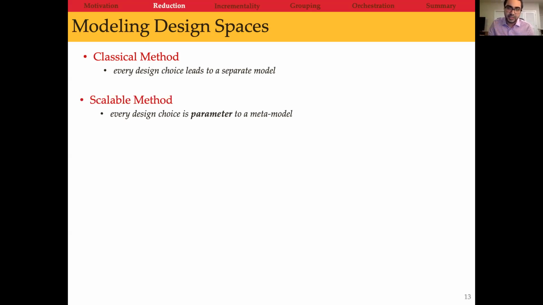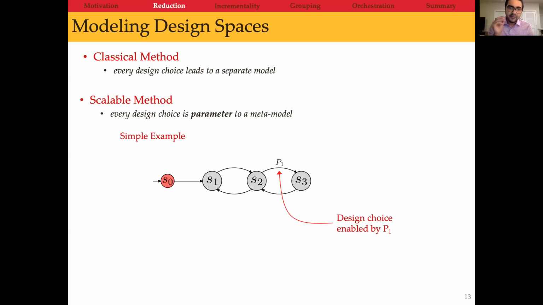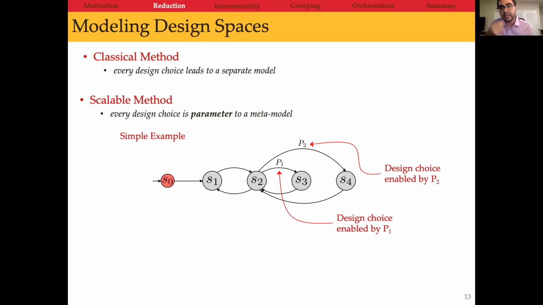So let me explain this with an example. Consider a simple transition system with 3 states, S0, S1, and S2. We can now introduce a Boolean parameter P1 that models a design choice that enables a transition between an existing state S2 and, let's say, a new state in the transition system S3. So if P1 is set to true, the transition between S2 and S3 is enabled. If it's set to false, there's no transition from S2 to S3. Similarly, we can have another parameter P2 that can model a design choice that enables a transition from state S2 to another state in the transition system S4.